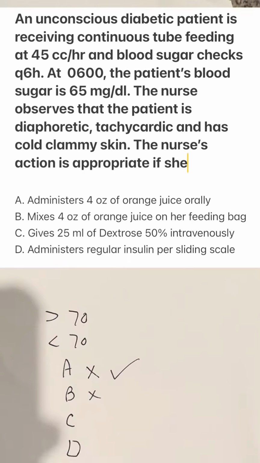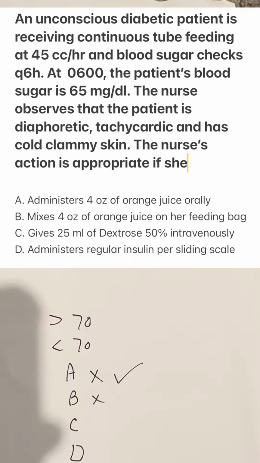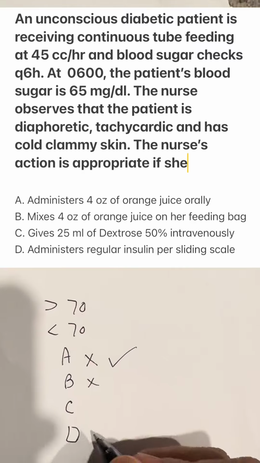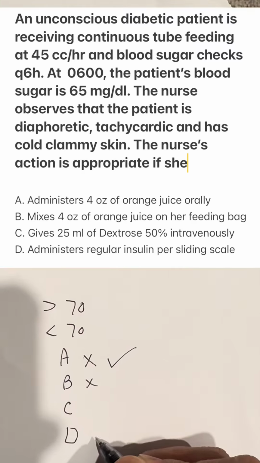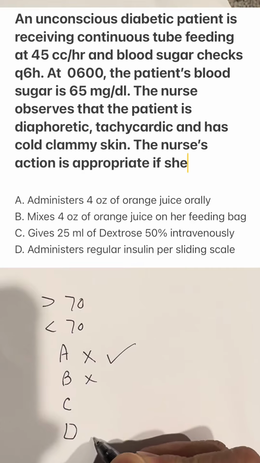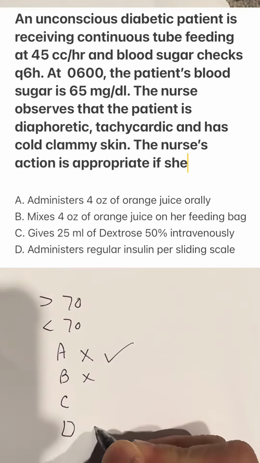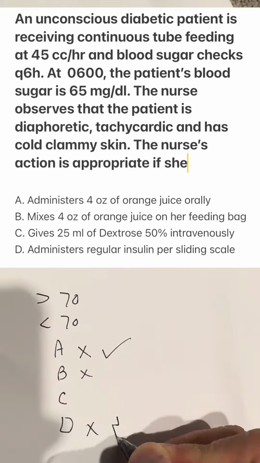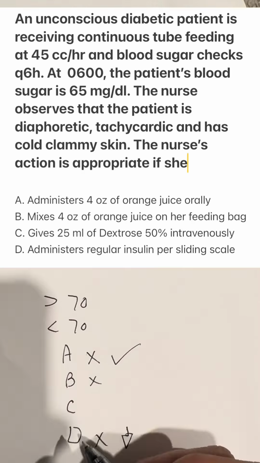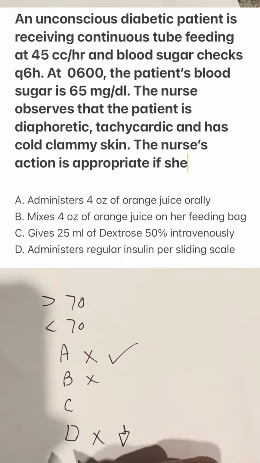And let's go to option D. Administer regular insulin per sliding scale. If the patient's sugar is already 65 and you give insulin, it's going to worsen the condition. It's going to drop more, right? So option C says give 25 ml of dextrose.